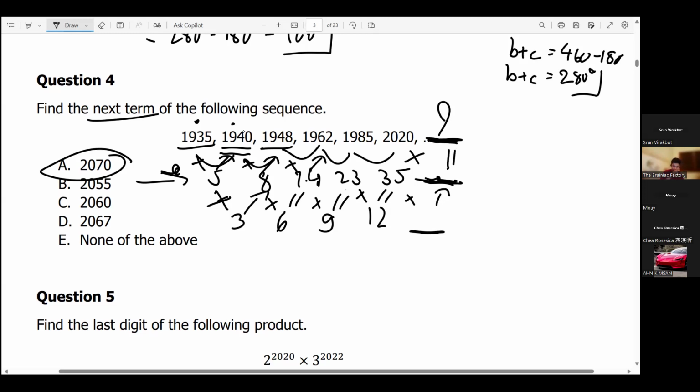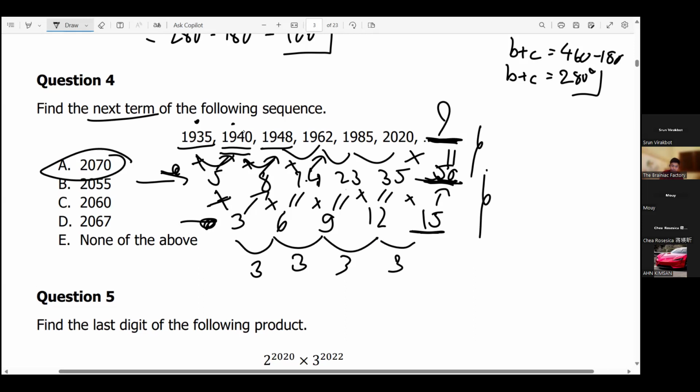So in this last sequence, you can find the difference between each of them is 3, 3, and 3. So if the difference is 3 and 3 and 3, the next one also differs by 3. So you'll take 12 plus 3, you'll get 15. And from this, you'll take 35 plus 15, you'll get 50, like I explained earlier. And the last one, you'll take 2020 plus 50, you'll get 2070. And the answer is A.